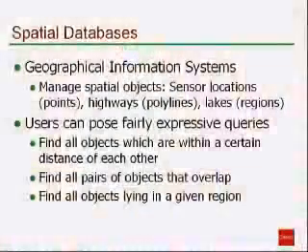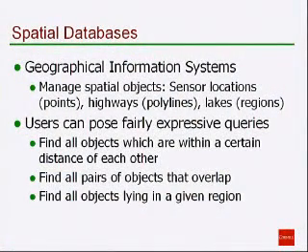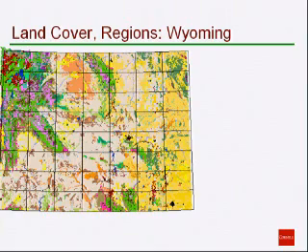So thanks, Raghav. As I said, I'm going to be talking about online approximation techniques for spatial data. With the advent of geographical information systems which manage spatial objects such as map data, spatial databases are becoming increasingly common. Users of spatial databases can pose fairly expressive queries, such as find all objects which are within a certain distance of each other, or find all pairs of objects that overlap, and so on.